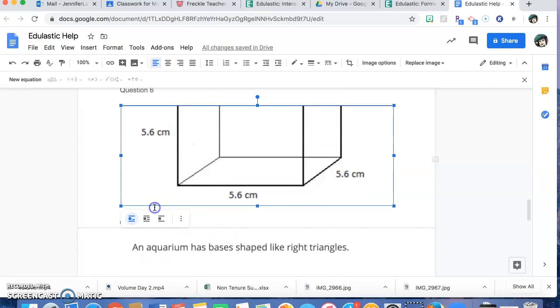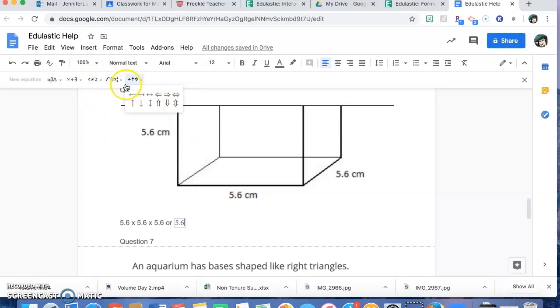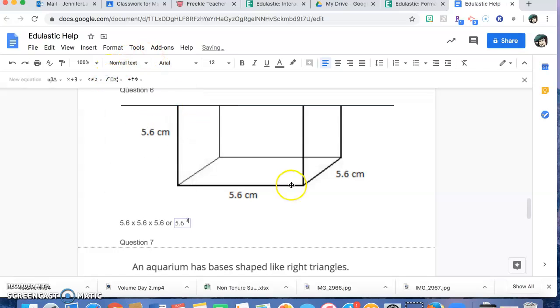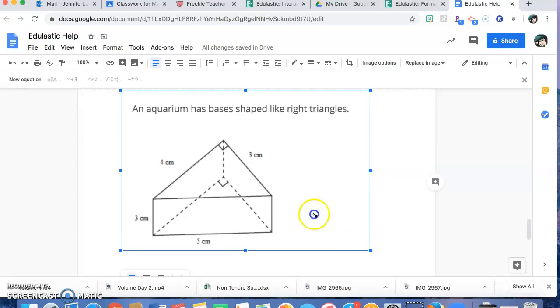Question number 6, we wanted the volume of that. So I just do 5.6 times 5.6 times 5.6. Or if I wanted to write it, I could write 5.6 to the third power, and make sure when you multiply that you move your decimals over in the end, so you get 175.616. Lastly, an aquarium has bases shaped like right triangles.